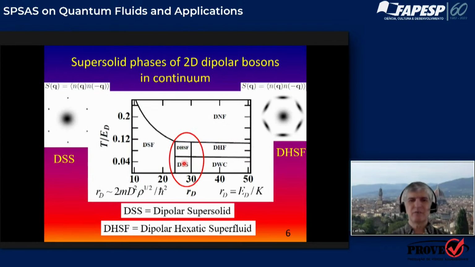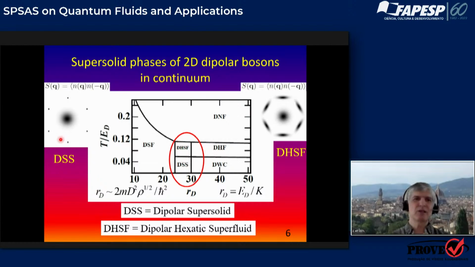And in between, a dipolar supersolid can emerge as a compromise between the tendency for the dipolar energy to dominate versus the tendency of the kinetic energy to dominate. So this is where these kinds of droplets would form. And above that, as you increase the temperature, this phase would melt.